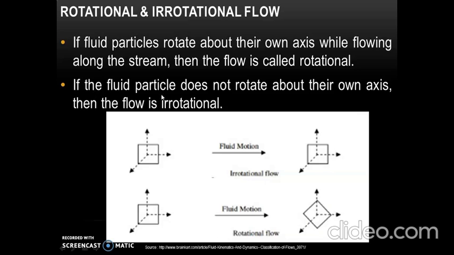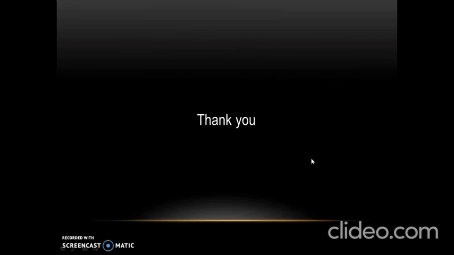And if the fluid particle does not rotate about its own axis, then the flow is irrotational. So here this is the initial position of the particle, and this is the final position of the fluid particle, and here we can observe that the fluid particle has not rotated about its axis, hence the flow is irrotational. Thank you.